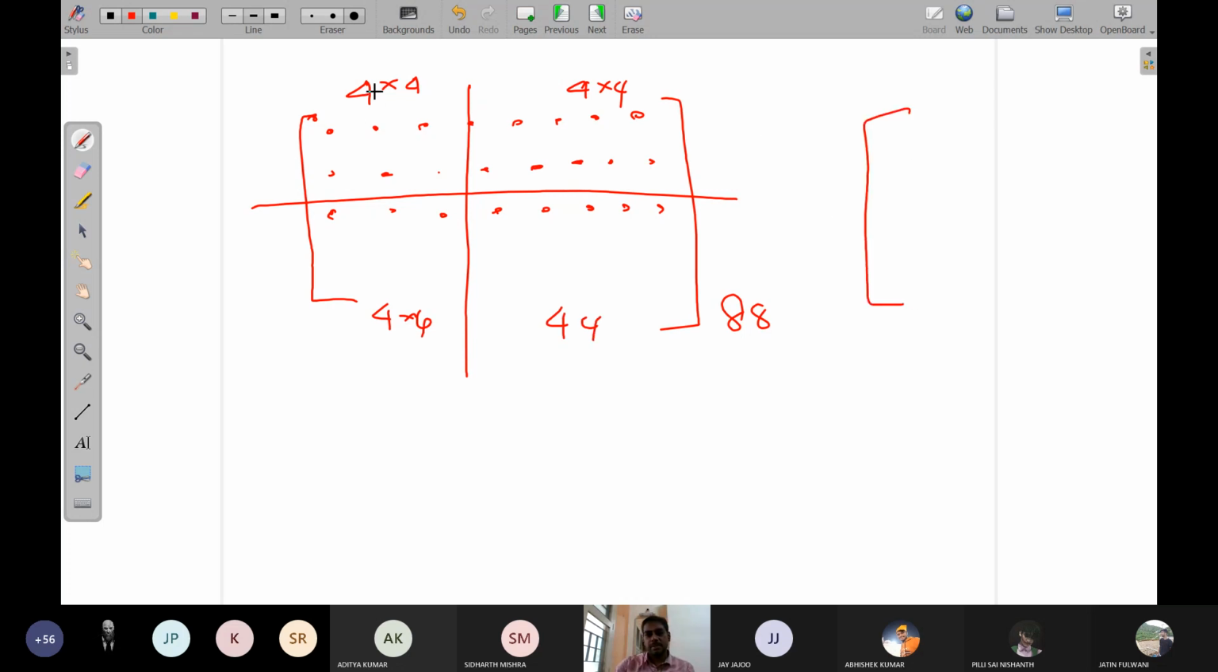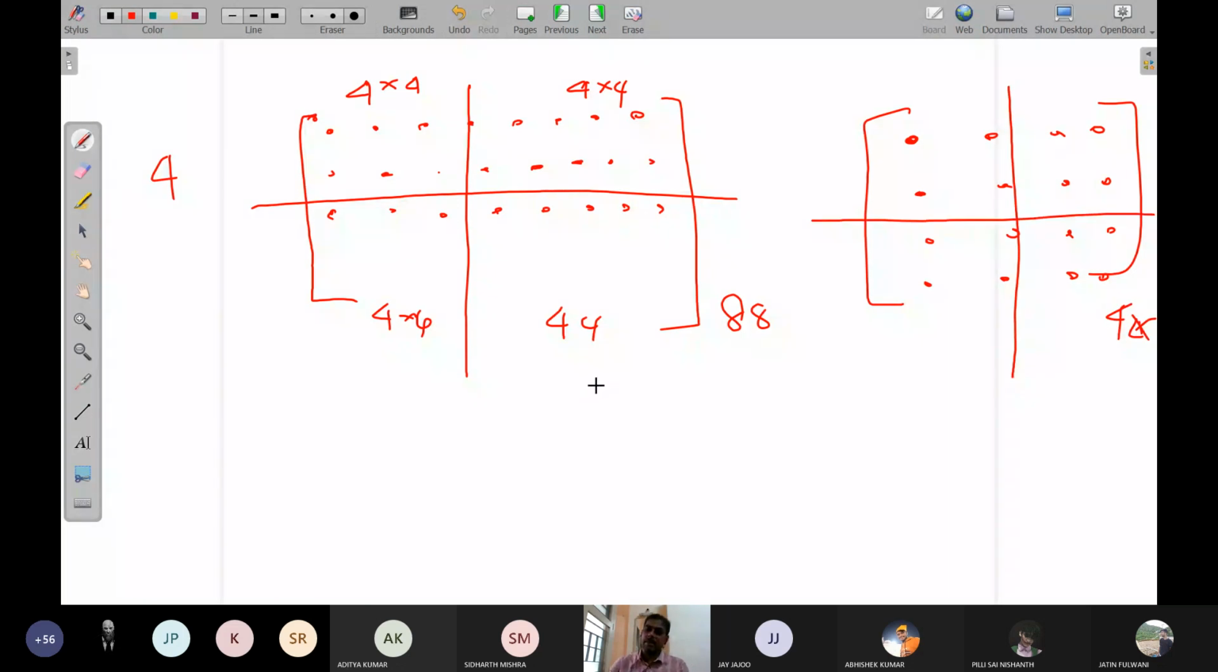Now let us take again each of these subproblems. Here we have 4 subproblems. I will take one subproblem, 1, 2, 3, 4, 1, 2, 3, 4, 1, 2, 3, 4, 1, 2, 3, 4. This is a 4 by 4 matrix. Now you can do a division again like this. This is the division.